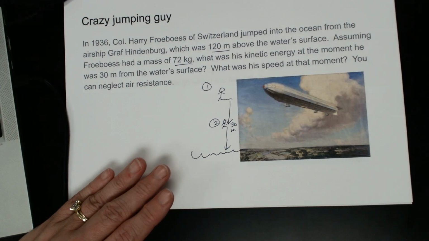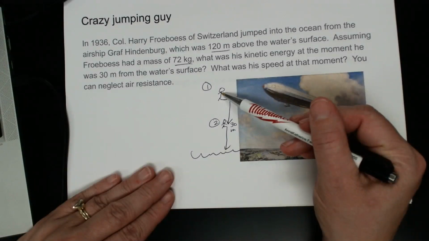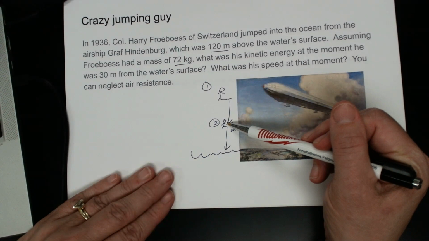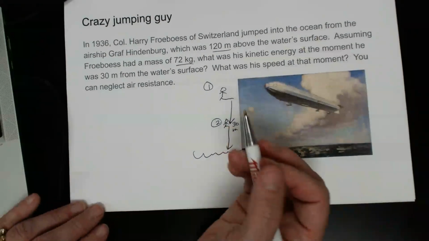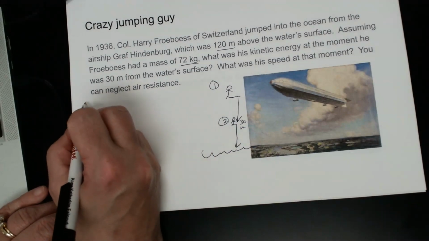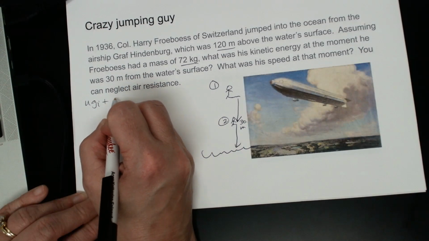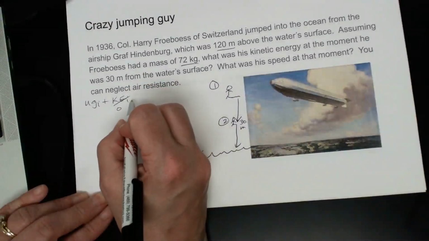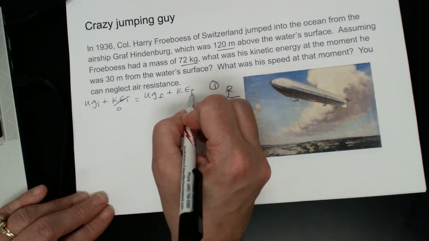Okay. So if you think about it immediately, he should only have gravitational potential energy at his first point, but then he's going to have some of each at this second point, meaning gravitational potential and kinetic, because he's moving, but he's still 30 meters above the water. Okay. So if we set up some conservation of energy, we're going to have an initial potential plus no initial kinetic. That's going to be 0 because he's just standing there and then he's going to jump out. And then we've got some final potential and final kinetic.